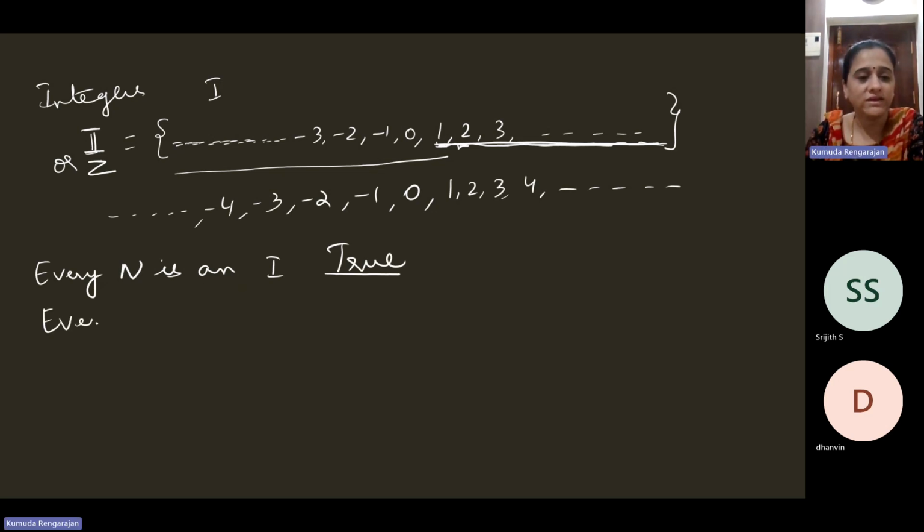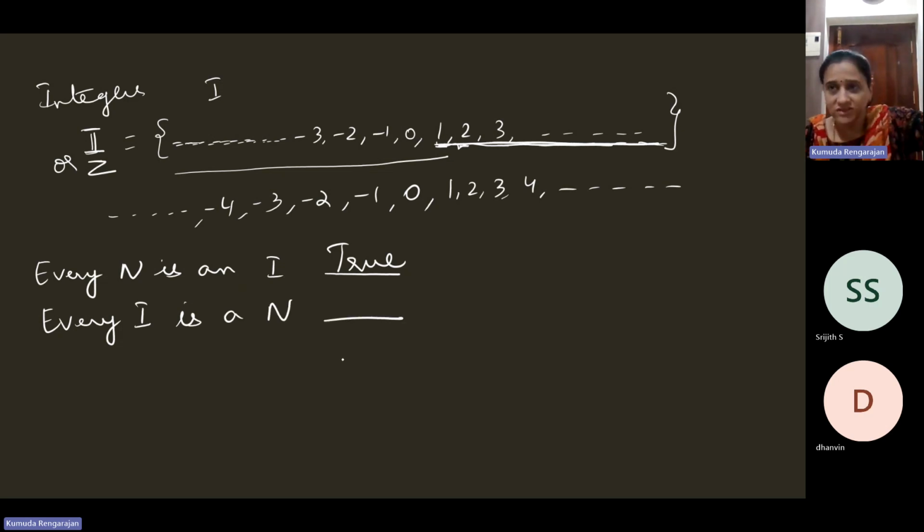Next, every integer is a natural number. False. Will you find all the integers in the collection of natural numbers? Ma'am, negatives. Yeah, you take -3. Is -3 an integer? Yes. Is it a natural number? No. -3 is an integer, but it's not a natural number. What's the statement? Every integer is a natural number. False.